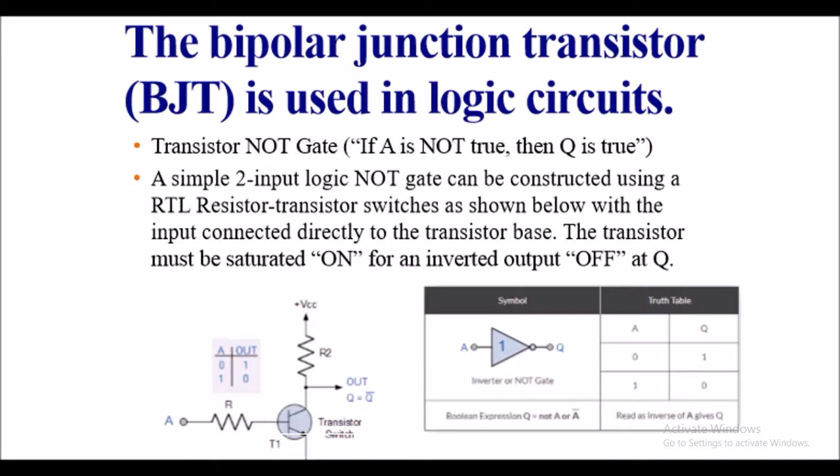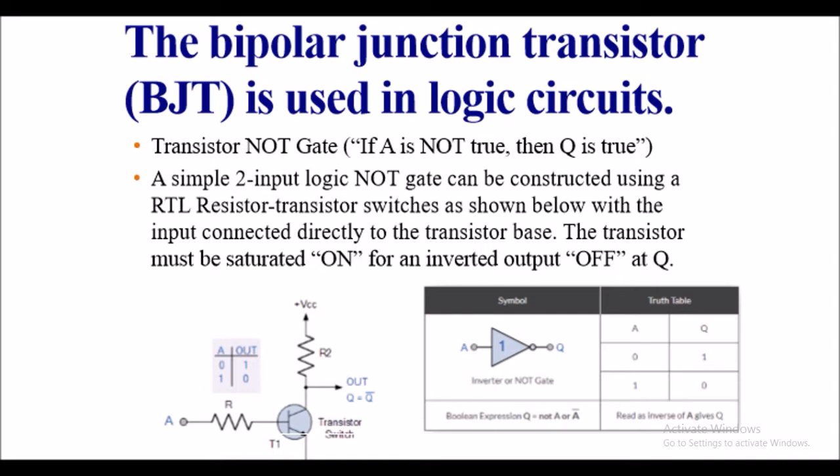The bipolar junction transistor BJT is used in logic circuits, such as the transistor NOT gate. If A is not true, then Q is true. A simple two-input logic NOT gate can be constructed using RTL, resistor-transistor logic, as shown below. This is a transistor switch, which appears in the electronic circuit, and the truth table for the gate appears on the right of the electronic circuit on the left.